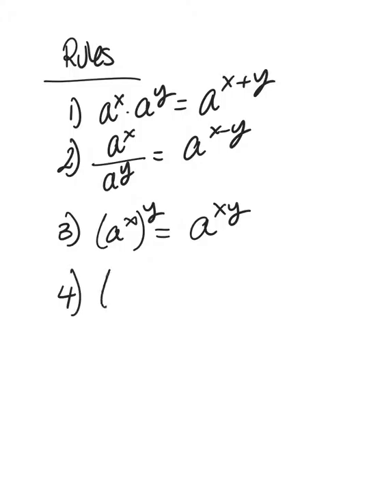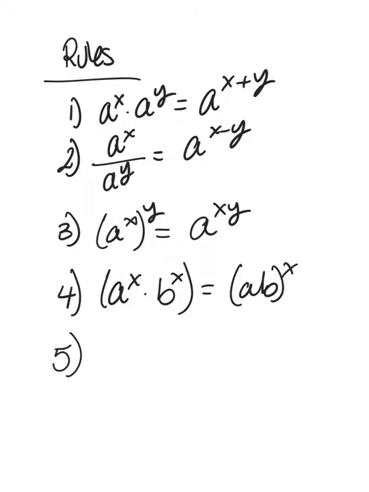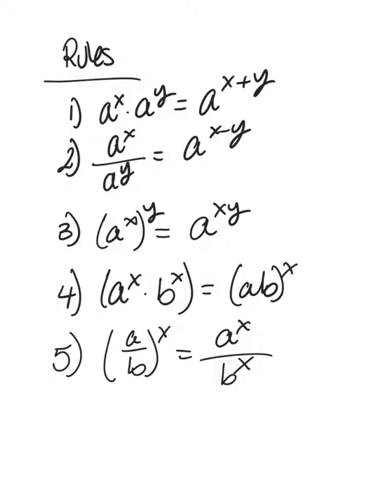If I have two things getting multiplied, but they have the same exponent, I can just condense it and say that's going to be a times b to the x. Or, same thing with division, except the other way: if I divide and say, hey, they're both to the x, that means each one can separately be to the x power. Got it?